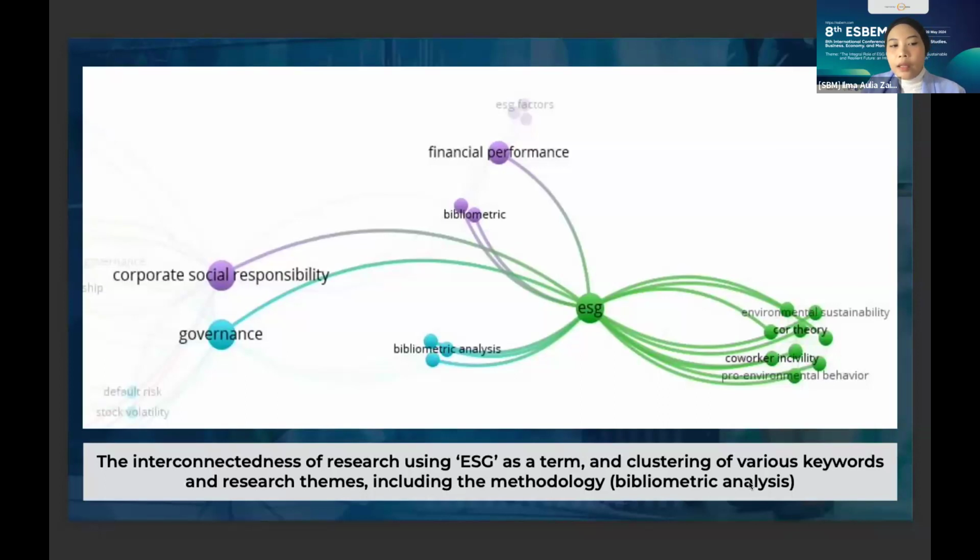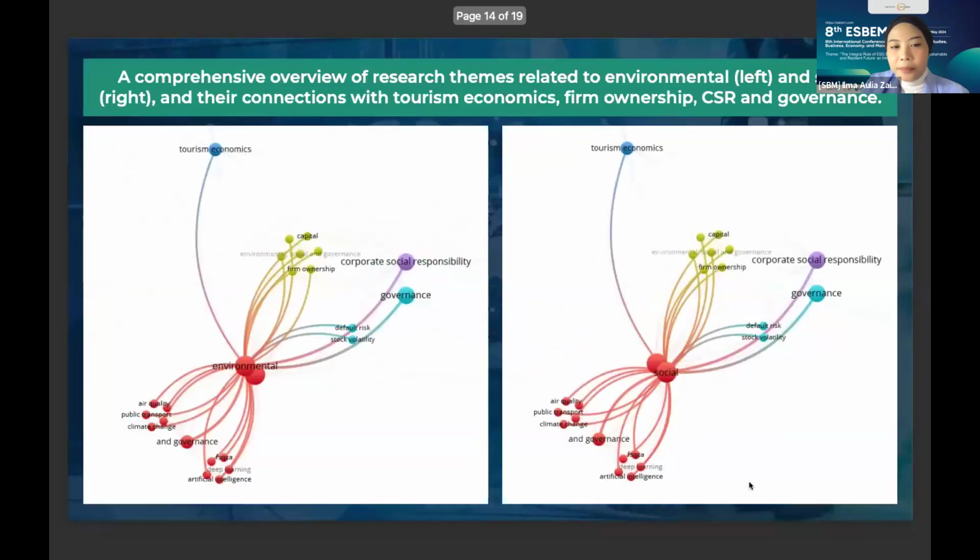And all of the visualizations reveal that ESG research is multifaceted. So it's interdisciplinary research as well, which covers environmental sustainability, financial performance, and corporate governance. The prominence of bibliometric analysis in the clusters suggests a significant reliance on quantitative methods to map the research landscape, trends, and interconnections within the ESG literature. On the next slide, please.